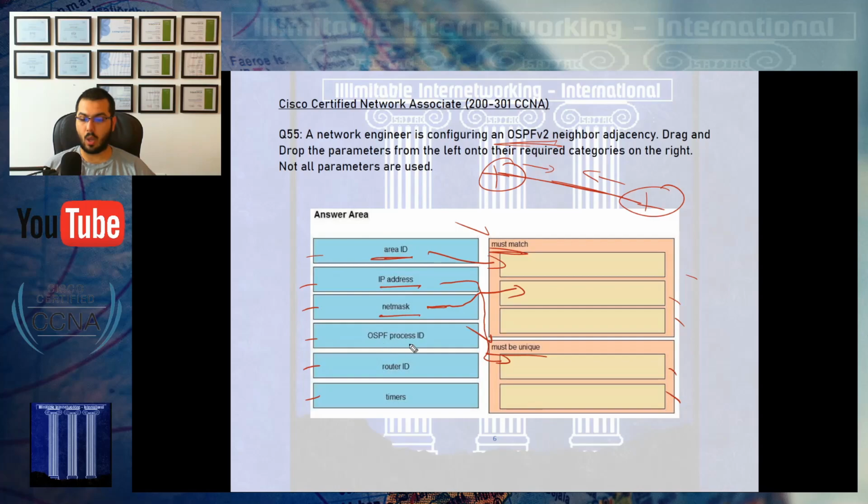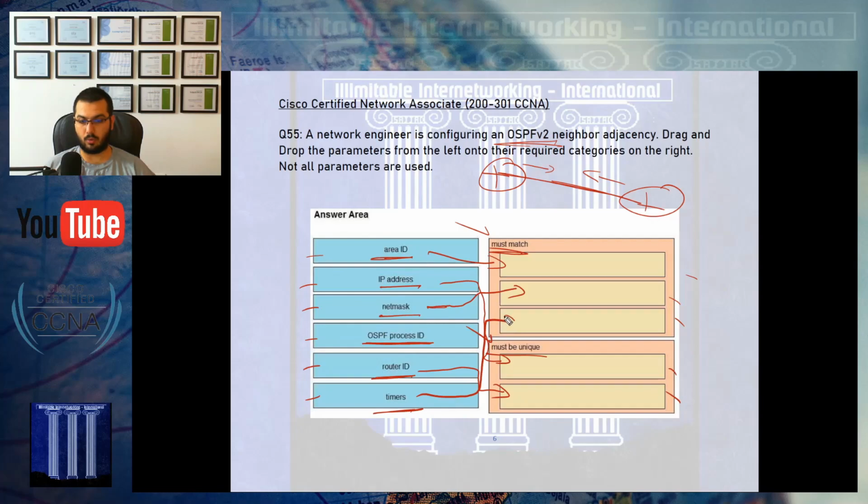That should be here. OSPF process ID. I don't think so. I think that I have read an article once, or maybe one of the books that I have studied OSPF with, that says process ID should not really match. But if we just leave it for a few moments and head to the router ID, it should be unique because it's an IP address. So just like the IP address, router ID should be unique.